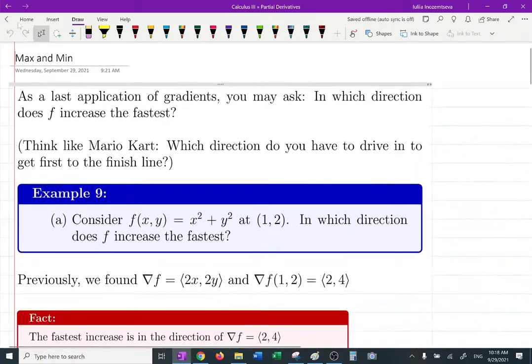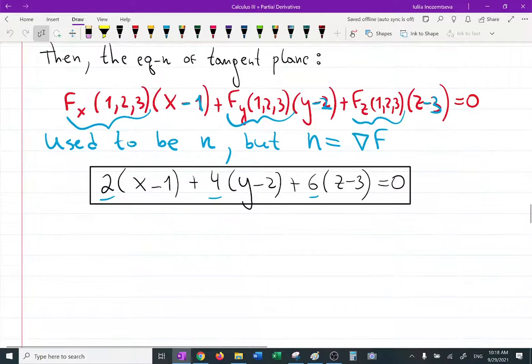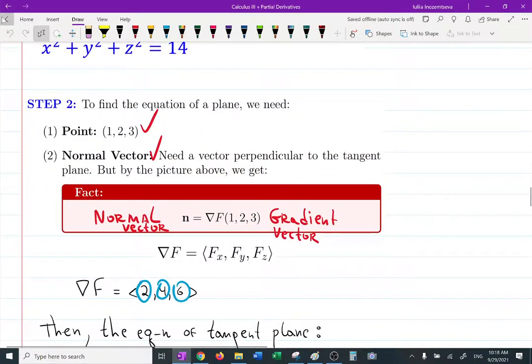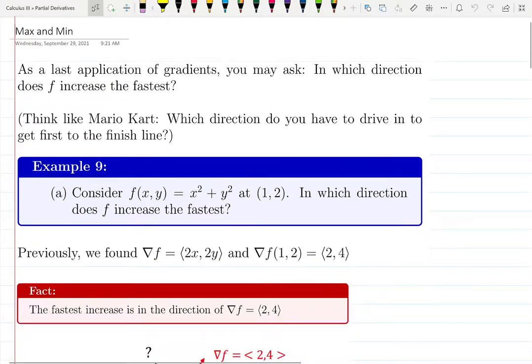So the new chapter is called Minimum and Maximum. And we are again going back to critical points, the first derivative test and the second derivative test.